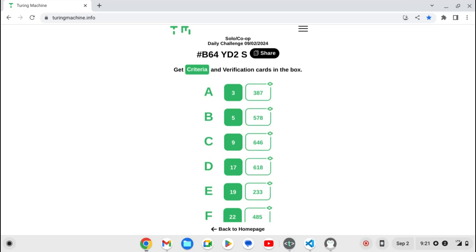Let's begin. Today is September 2nd, 2024, and we're solving the Daily Turing Machine Puzzle. Today's puzzle uses the following 6 criteria cards: criteria card 3, 5, 9, 17, 19, and 22. And the puzzle uses the green verification cards. The code above is your way to get more information on today's puzzle by searching the code on turingmachine.info. Let's go solve.